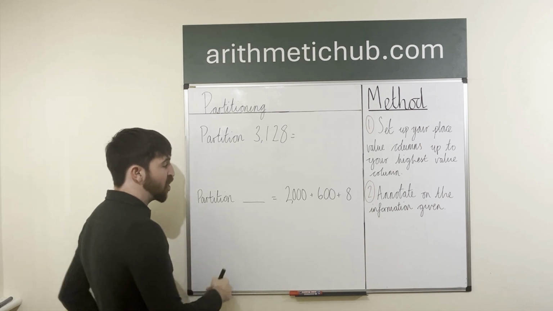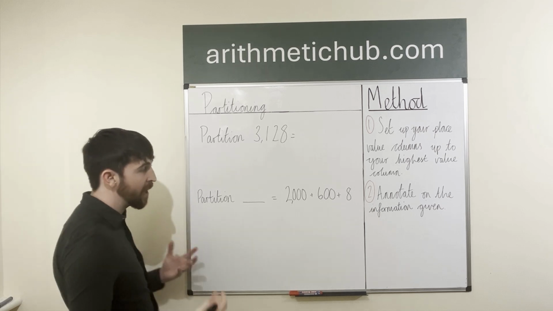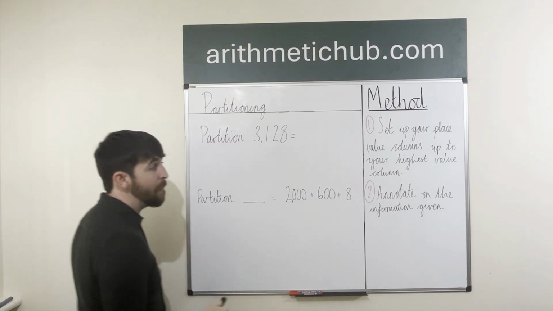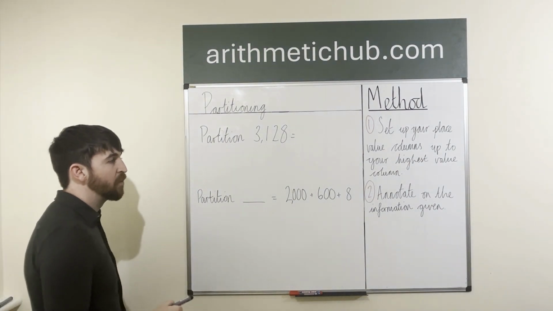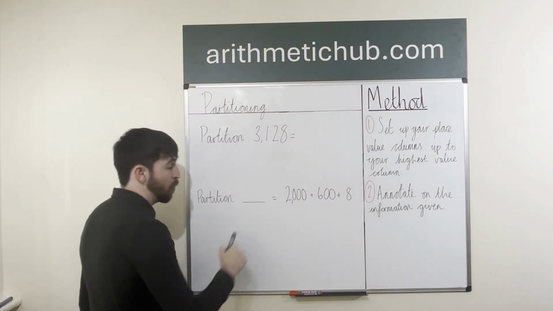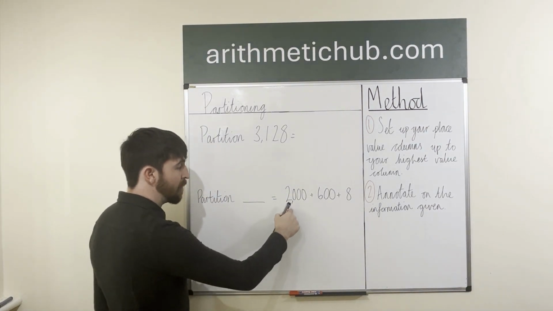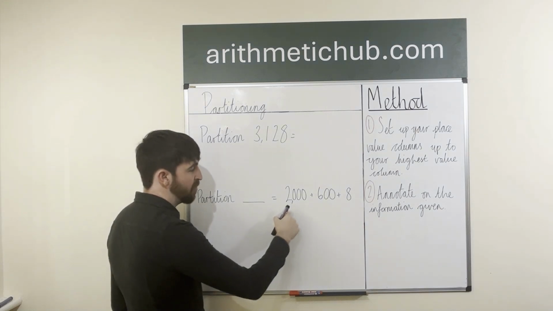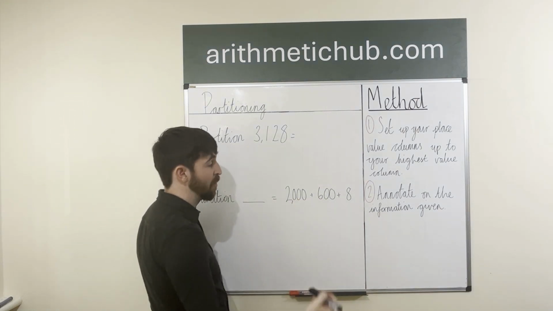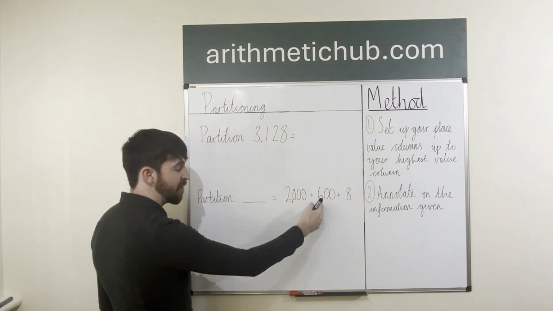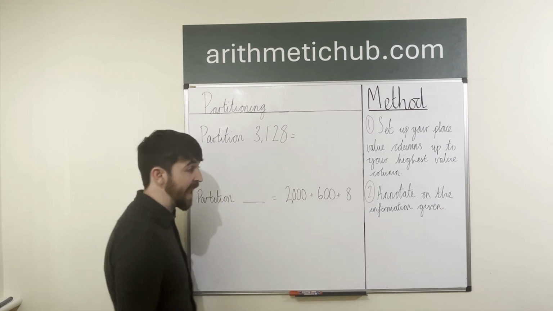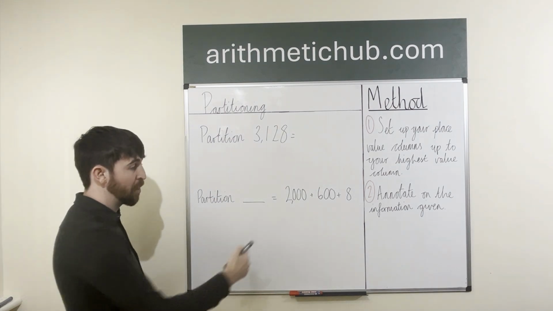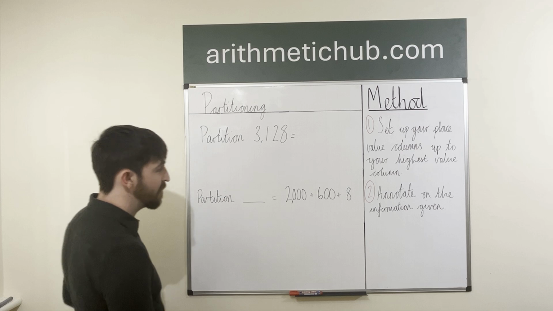Here we've got partition something, so we have to work out what it is. But we have 2,608. So our method tells us to set up your place value columns up to your highest value column. So we can check these, can't we? Well, we've got 2,608. So this has 2 in the thousands. This doesn't have any thousands, but it's got 6 in the hundreds. So the highest value column in this number is 600, and this is just 8 ones, isn't it? So the highest value column we'll need here is thousands, because we have the number 2,000 when we partition.